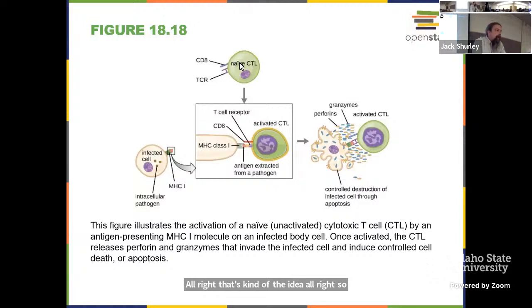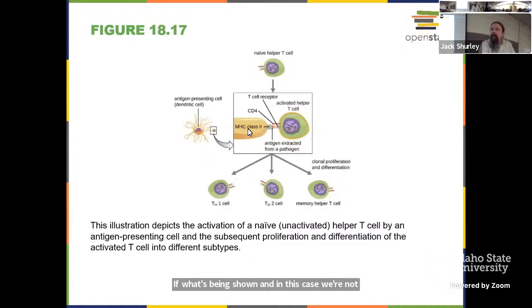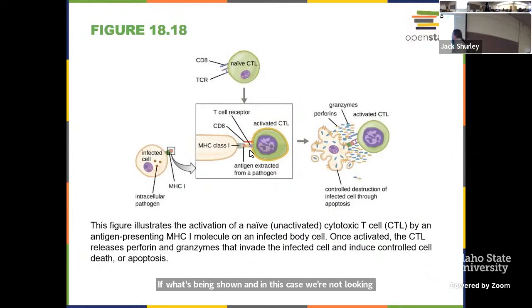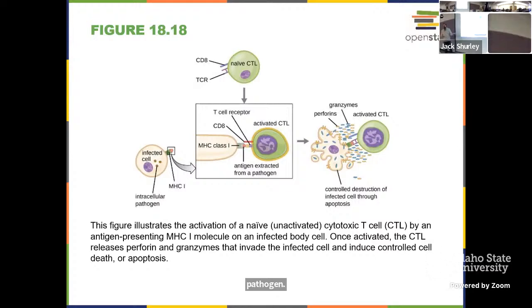So this naive CD8 cell, and you can see that right here, has a different docking protein than the T helpers, all right? It helps to facilitate this recognition of what's being shown, and in this case, we're not looking, back it up here, at the class 2s. This is our own stuff, all right? So our own cell with the class 1 protein. Now we've got a cell that's infected with some sort of intracellular pathogen. It could be a virus. It could be an intracellular bacterium. Something's inside of it, all right?